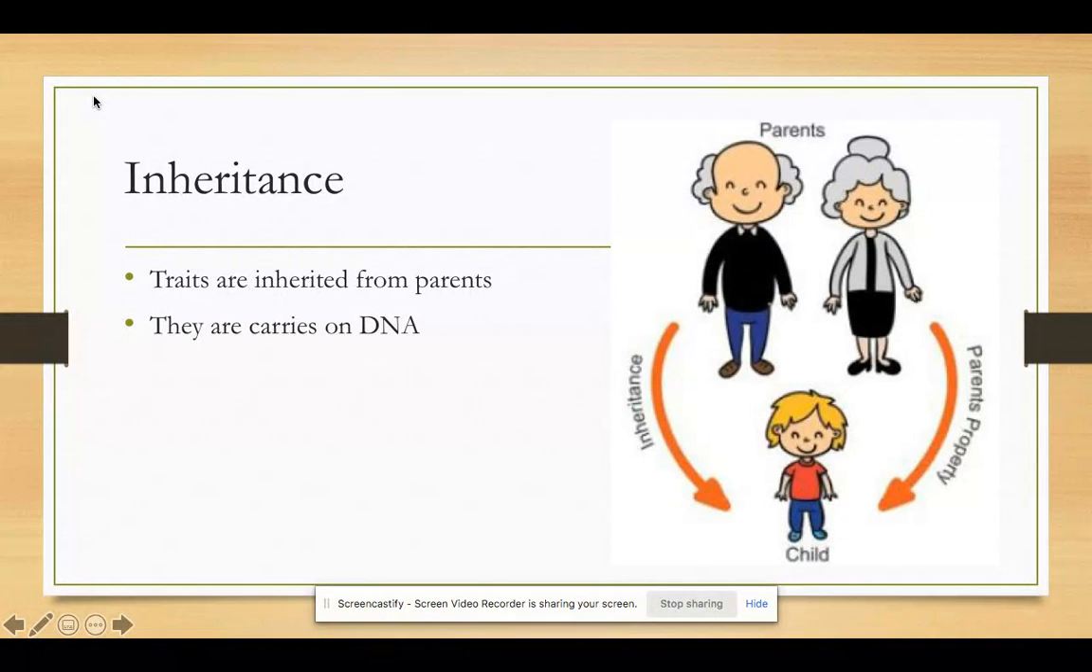So today we're continuing lesson 1. We're going to talk about inheritance. Our traits are inherited from our parents and they are carried on DNA. If you notice, you kind of resemble your parents. That's because you get half of your DNA from each parent. So you're 50-50, 50 from mom and 50 from dad.